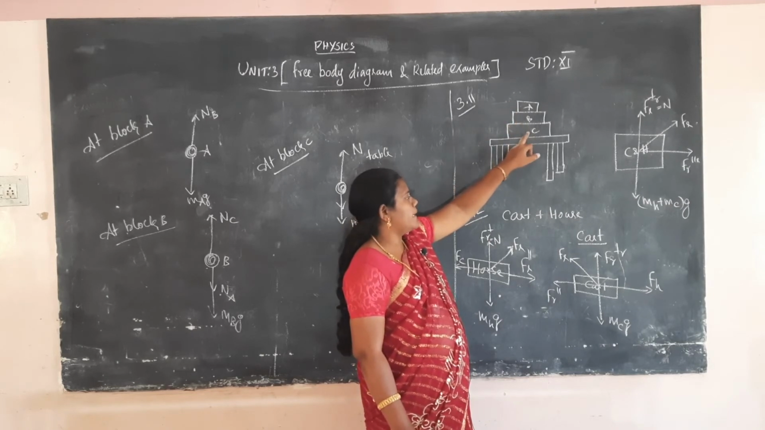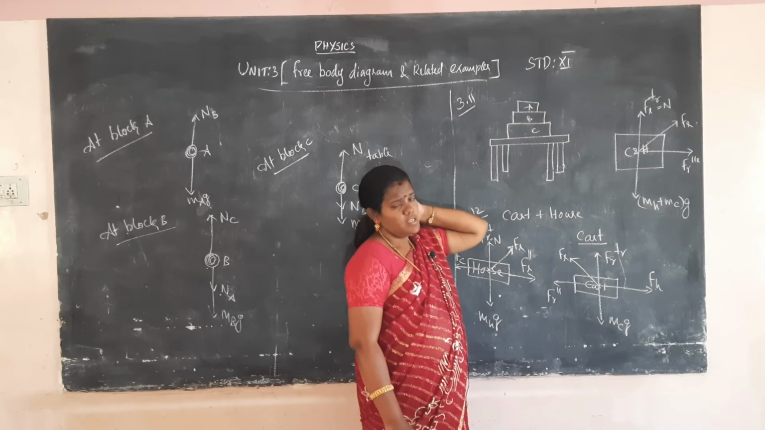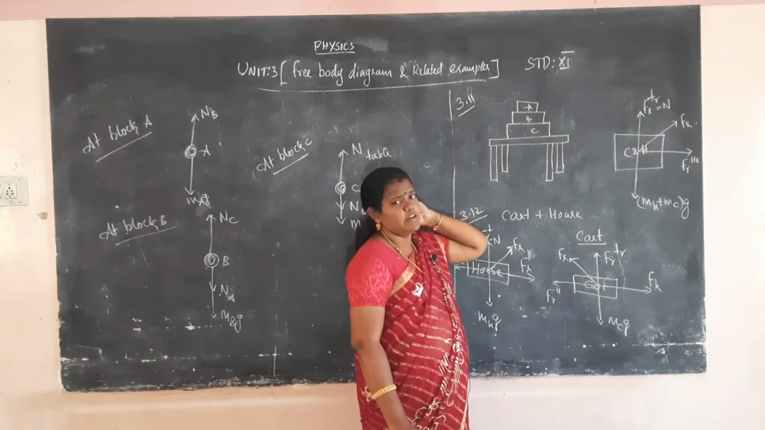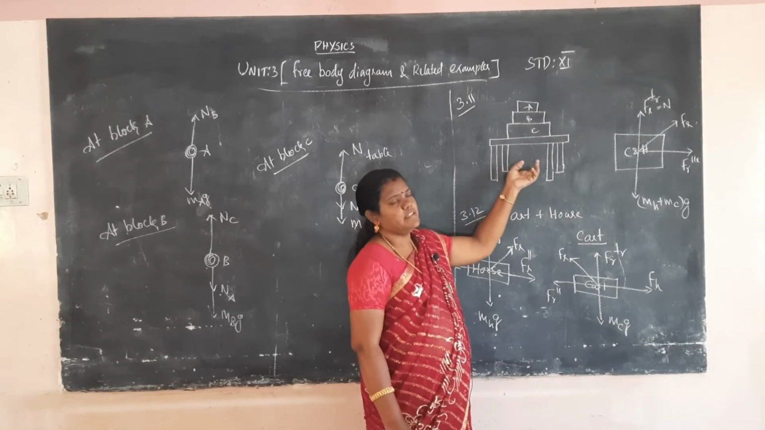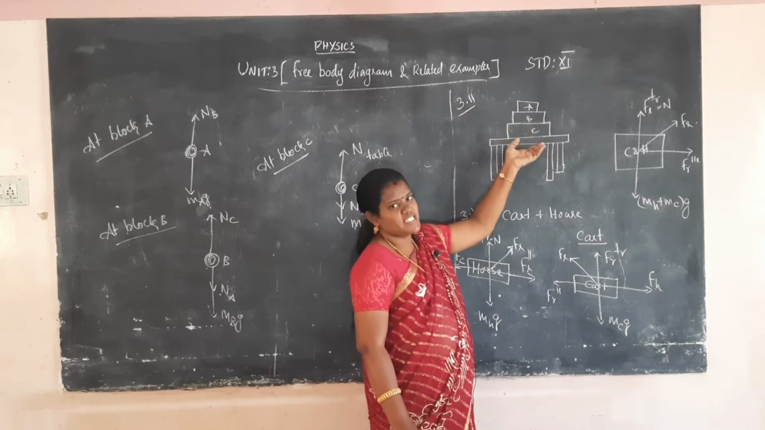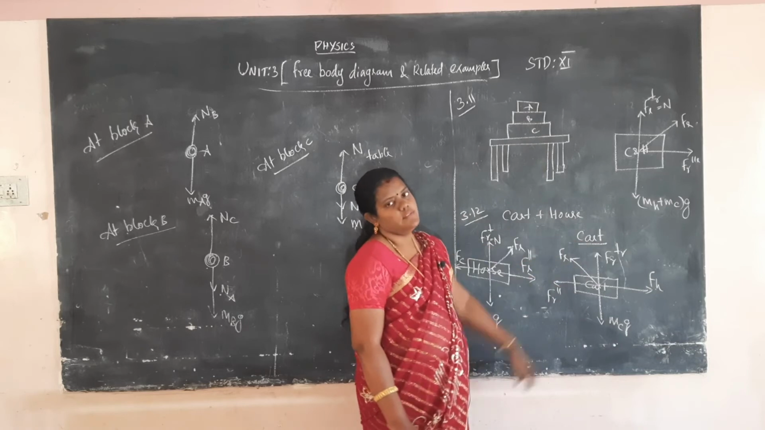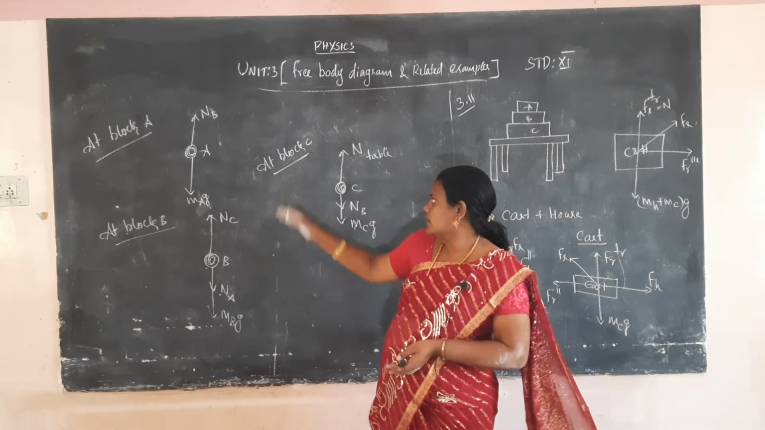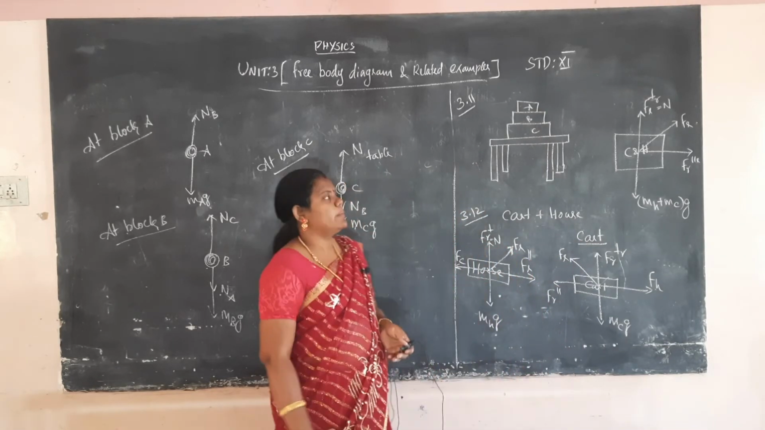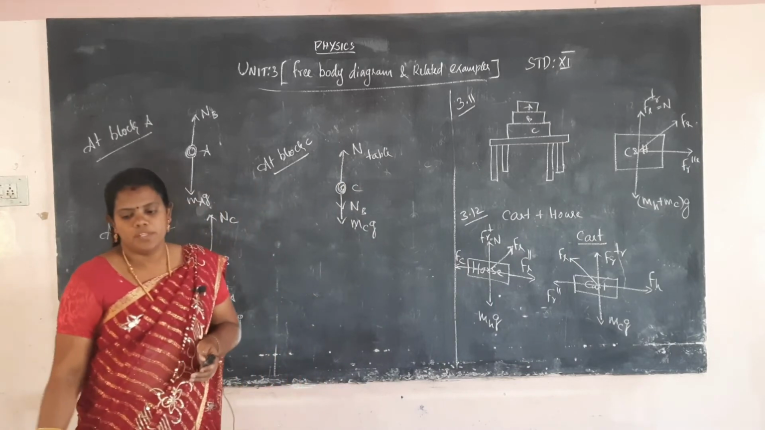And then block C will be giving a downward force on the table, and the table exerts an upward force on block C, and another one is block B giving a downward force on C. So it will be mentioned there, okay. This is the free body diagram, explained with this example, okay.